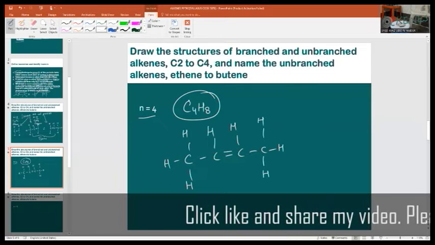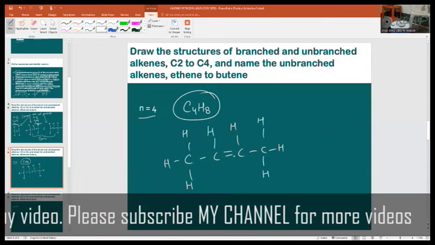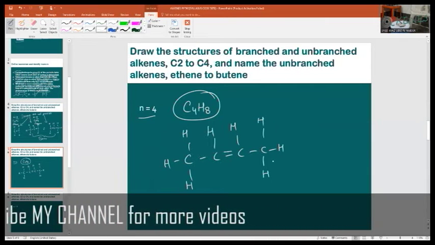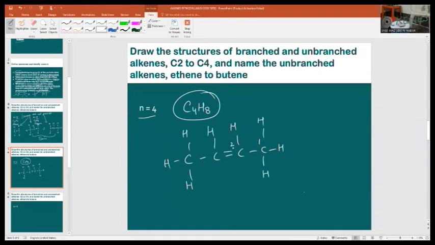Now I want to draw the isomer of this. You see, the carbon-carbon double bond is in the middle. If you start counting from the right side or left side, it will be like this: 1, 2, 3, 4. The name will be 2-butene.